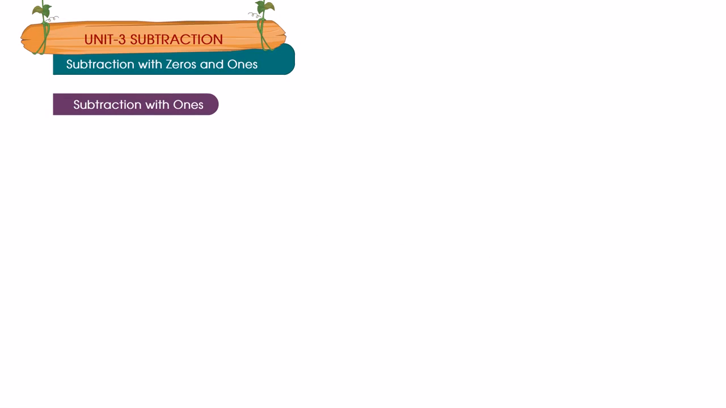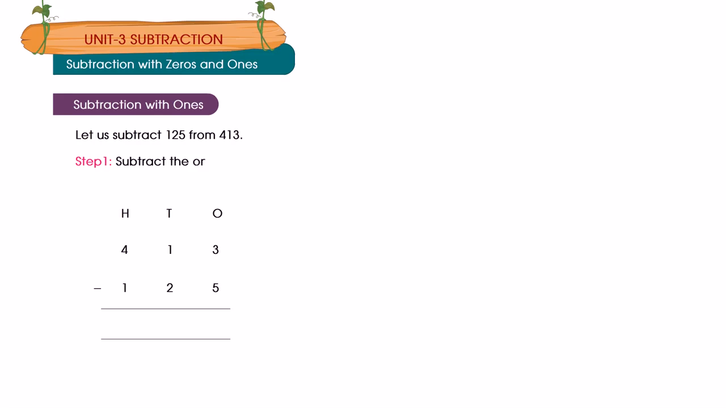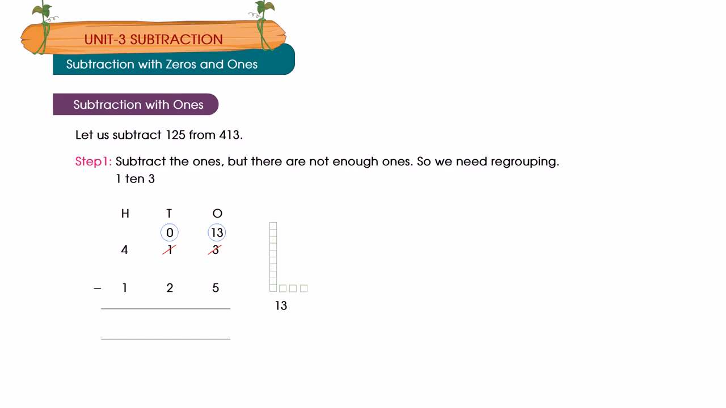Subtraction with ones. Let us subtract 125 from 413. Step 1. Subtract the ones, but there are not enough ones. So we need regrouping. 1 ten, 3 ones is equal to 0 tens, 13 ones. 13 minus 5 is equal to 8.